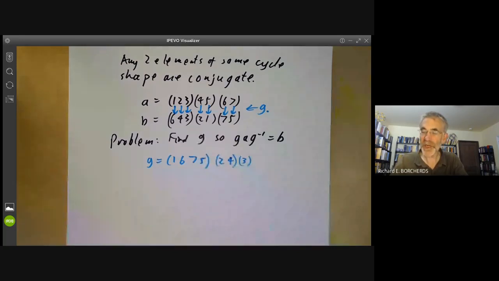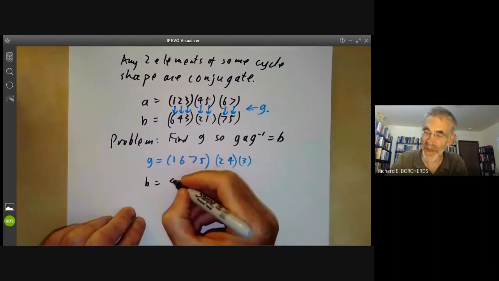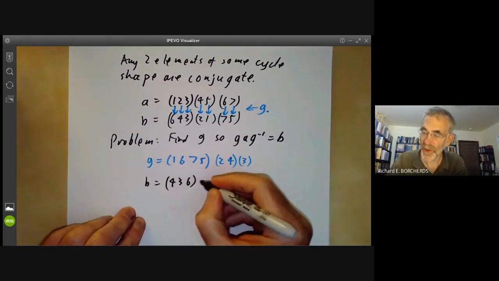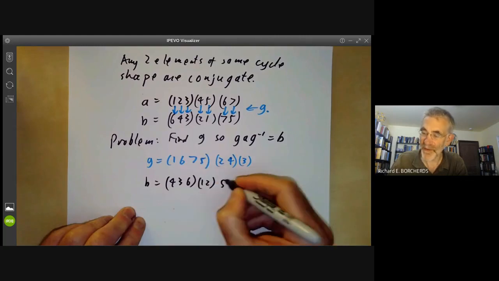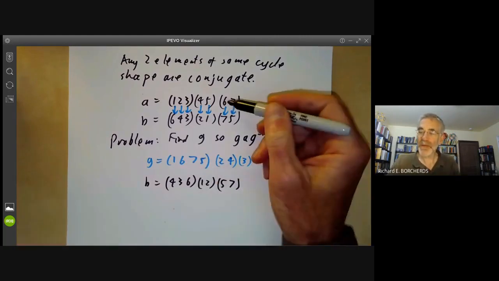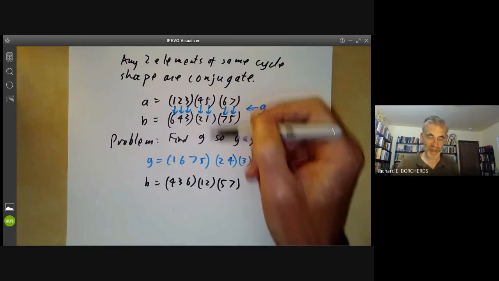Of course, g is not unique, because I could have written b as, say, (4 3 6 1 2 5 7), and then I would get a different element conjugating a to b.